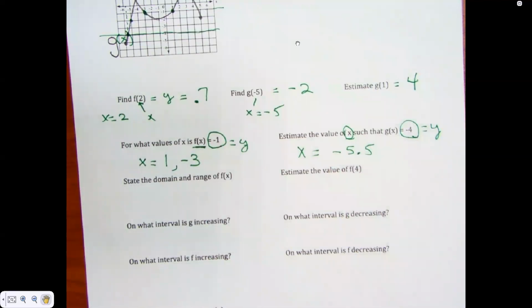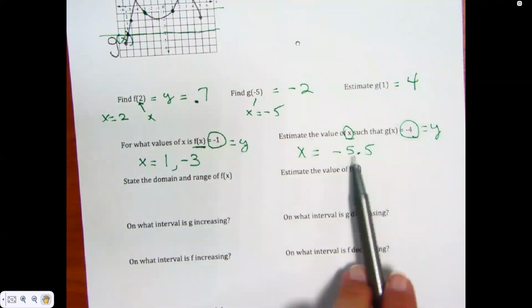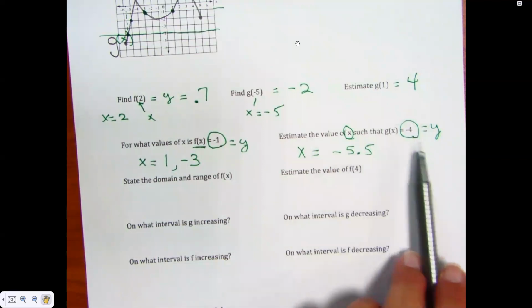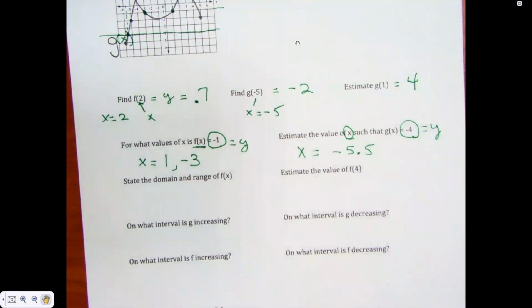And you can always check it. Just say, okay, I'm going to do -5.5, -4. I better land on the graph. So if you want to check it, just start at the origin and do your x value and your y value. Make sure that you land on your graph.